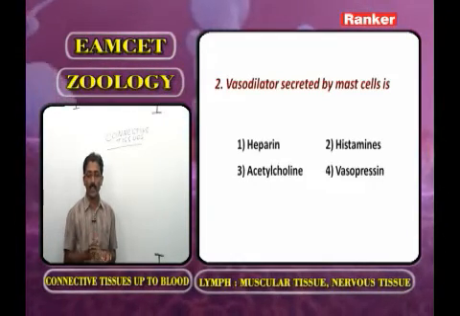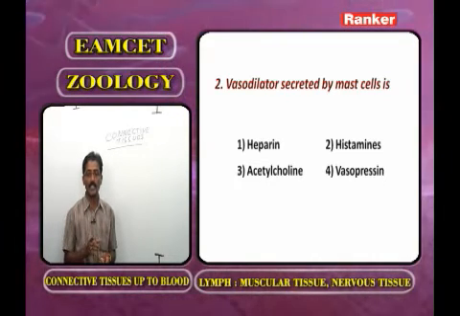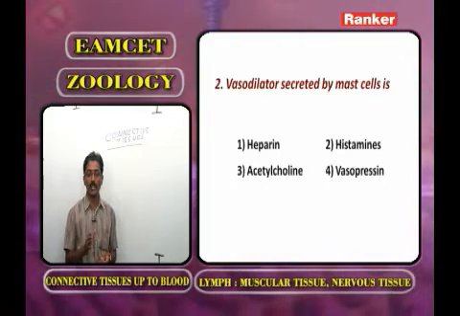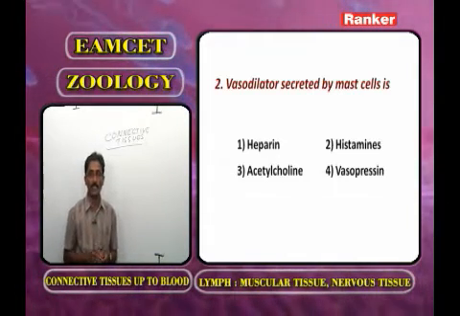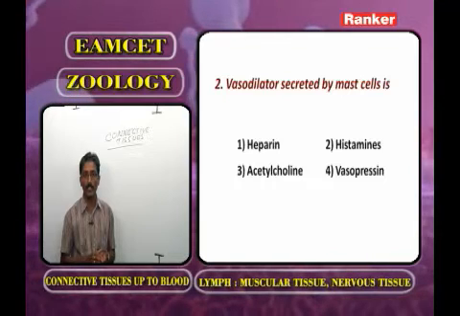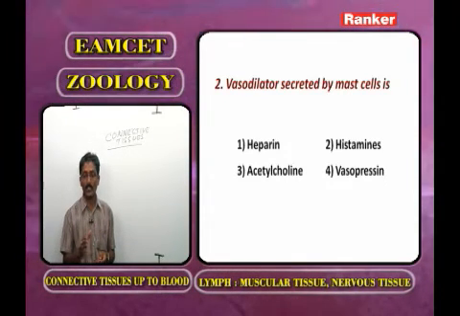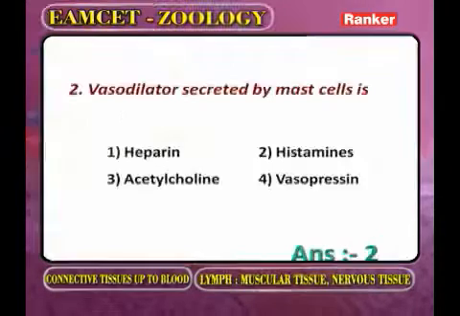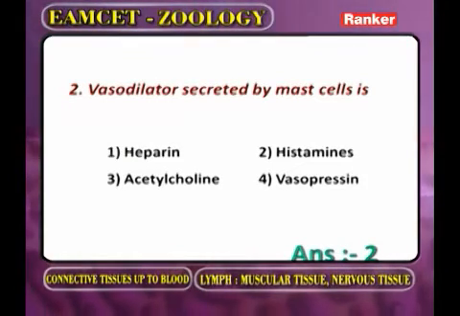Now what are the vasodilators secreted by mast cells? The first option is heparin, the second histamines, the third acetylcholine and the fourth vasopressin. Now you have to observe the correct answer for this question. The mast cells secrete histamine and bradykinin. The answer for this question is histamines. What is the second vasodilator? The bradykinin. Now go for the third question.